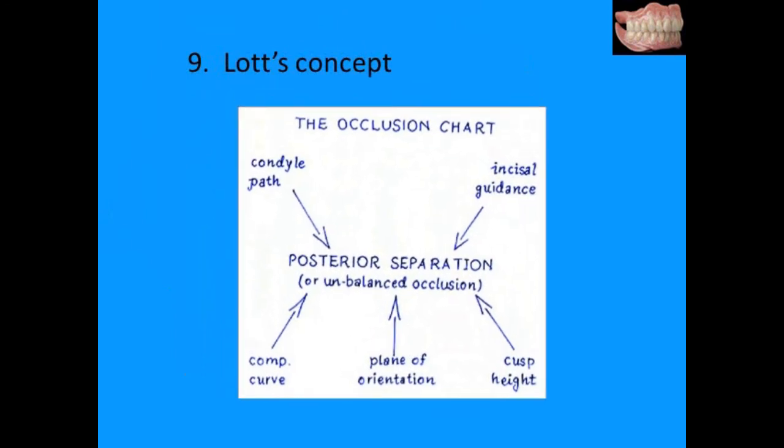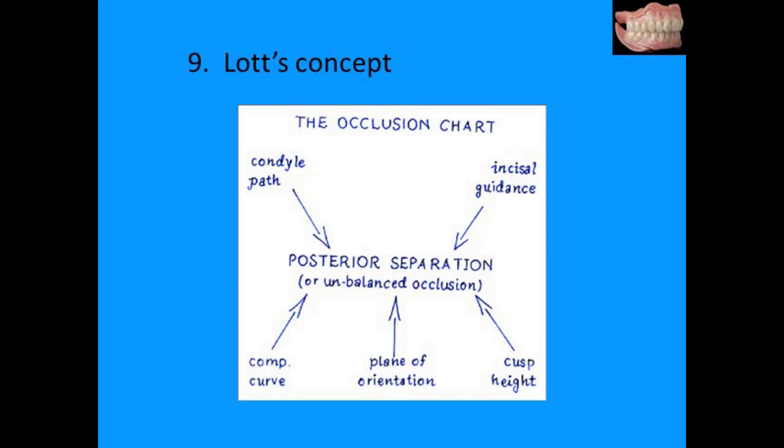Coming to Lott's concept. So Lott related Hanau's factors to posterior separation, and he introduced the occlusion chart. So he stated that greater the angle of condylar path, greater is the posterior separation or unbalanced occlusion, and greater the angle of overbite, the greater is the separation of anterior and posterior region irrespective of the angle of the condylar path. And when there is a greater separation of posterior teeth, there should be greater or higher compensating curves.